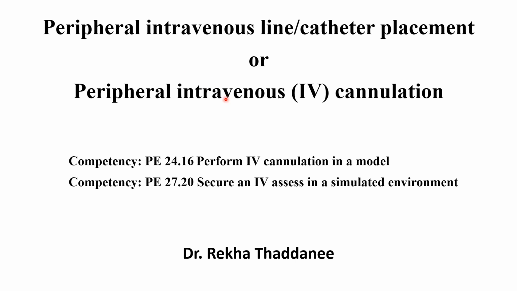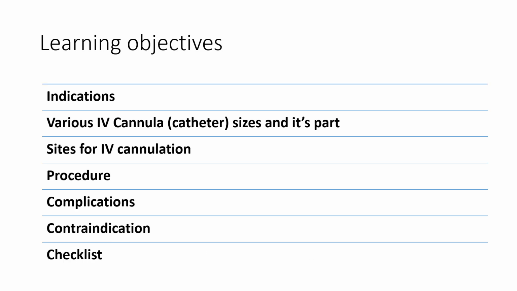Hello everyone. Today I am going to tell you the details of peripheral intravenous line or catheter placement, or we can say peripheral intravenous cannulation. This will cover the competency PE 24.16 and 27.20. Today you will learn the indication, various sizes of IV cannula, its parts, what are the sites for the IV cannulation, then procedure, complications and contraindication, and in last I will show you the checklist.